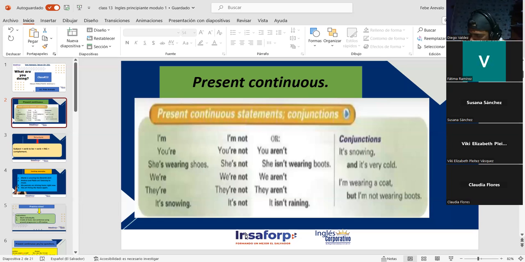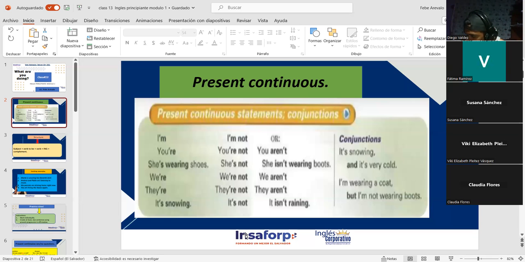I'm wearing shoes, perdón. Okay. I'm wearing shoes. You're wearing shoes. We're wearing shoes. They're wearing shoes. It's snowing. No, it's snowing.